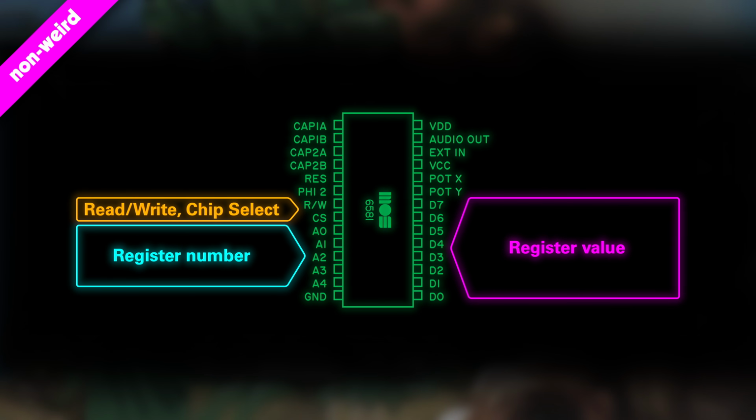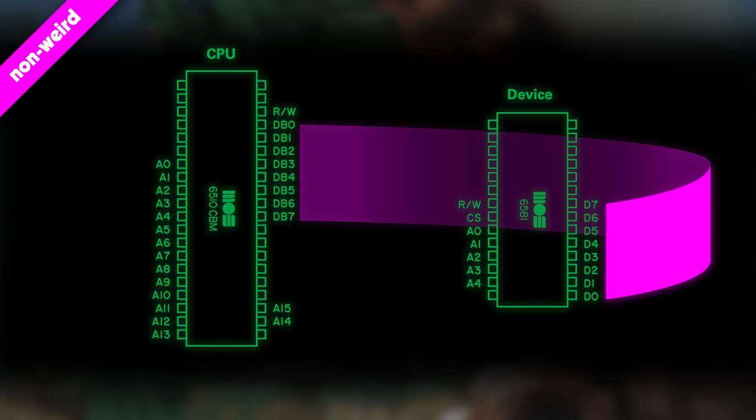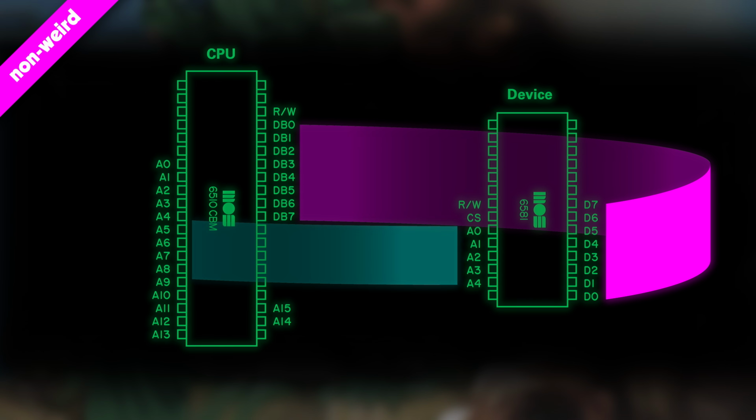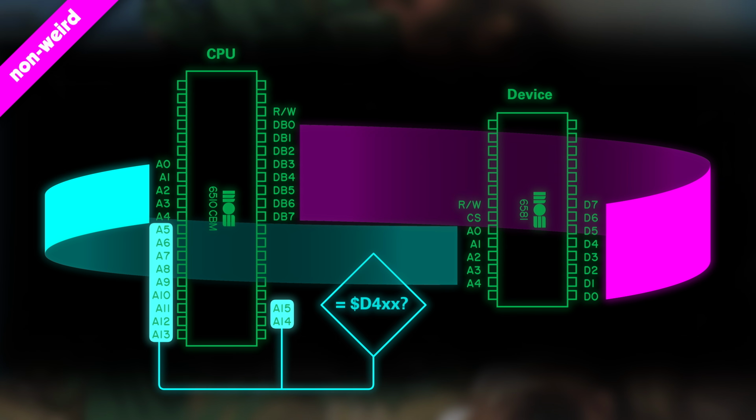But how are these values being supplied? Step back a layer and you'll see that the data lines are coming directly from the CPU's data bus, and the address lines are coming from the CPU's address bus. Now, that address bus is going to be much wider than the register space of the SID, so the upper bits are used to determine if it's actually the SID being addressed. Only if that's the case will the SID's chip select line get triggered.